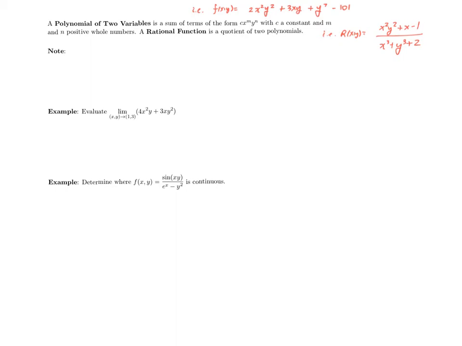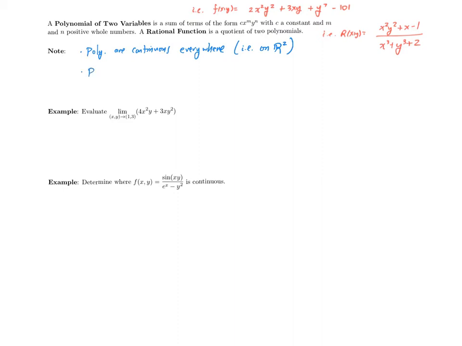And polynomials and rational functions are nice to work with in the sense of continuity. So polynomials are continuous, I'm just going to say everywhere. And by everywhere, we mean everywhere they are defined, and a polynomial of two variables could be defined for every single input in R2, that is the xy plane.